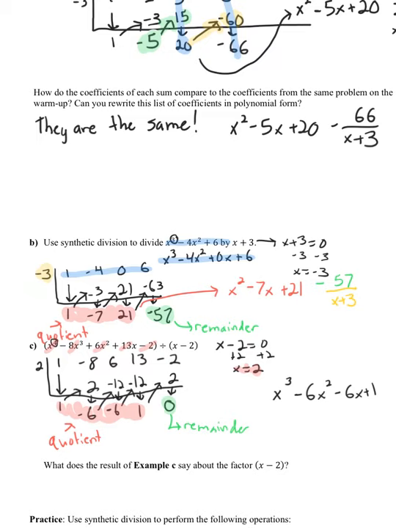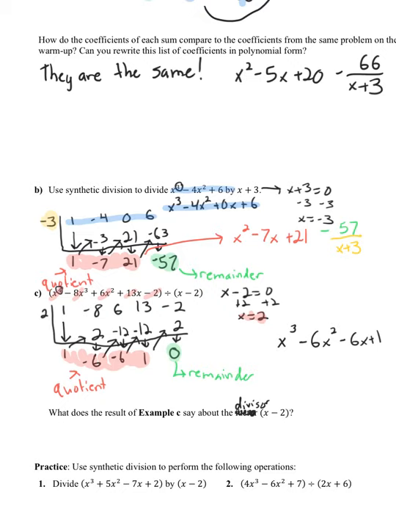Alright, so what does the result of example C say about the factor x minus 2? That's a little typo. That should really say the divisor. Because what it is telling us is that x minus 2 is a factor. Okay? So I just kind of gave you the answer there on accident. So it says the divisor, x minus 2, is a factor. Okay, and that's because I have a remainder of 0.